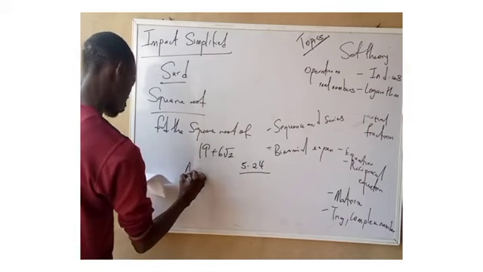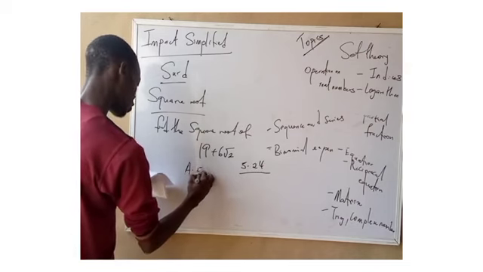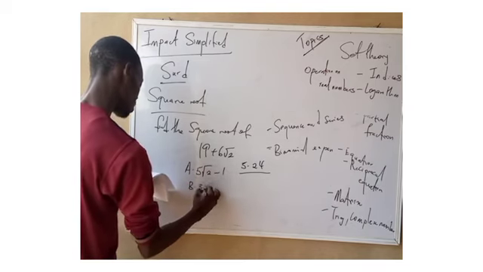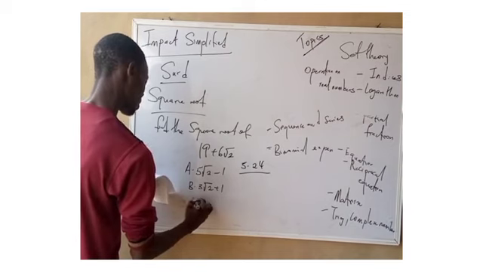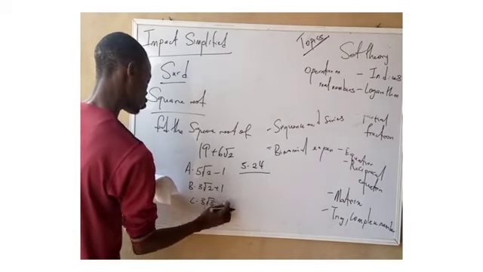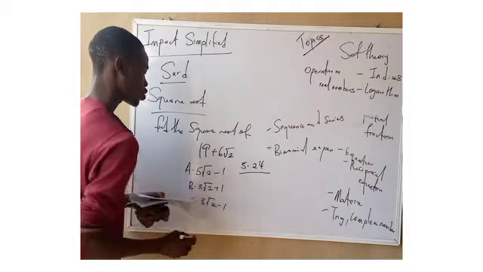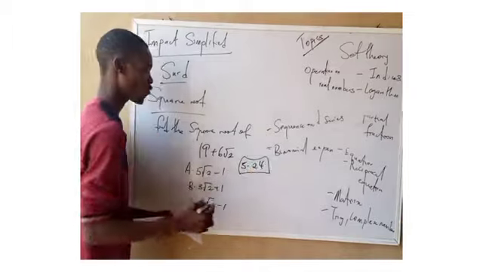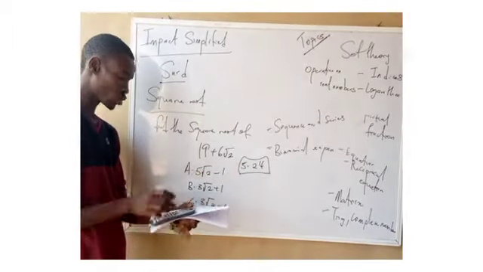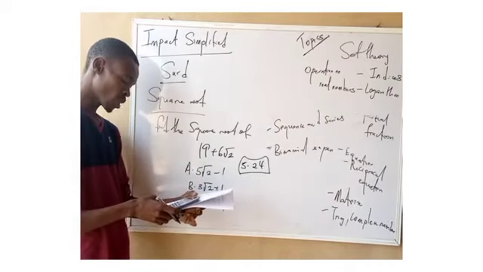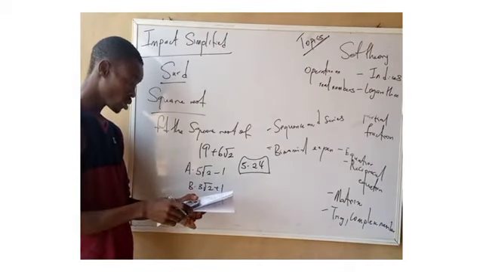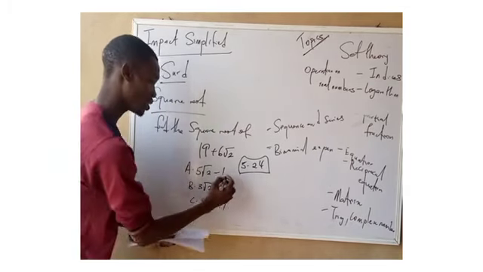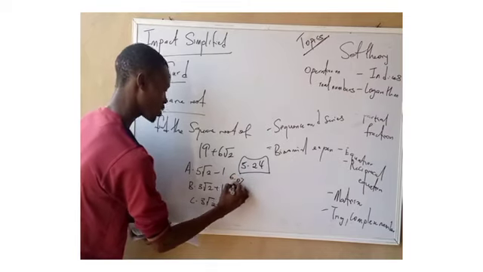Now let us write one of their options. They said option A is 5 root 2 minus 1, option B is 3 root 2 plus 1, and option C is 3 root 2 minus 1. So from the question, our answer is 5.24. Go to your option A. Press 5 root 2 minus 1, press SD. This will give us 6.07.